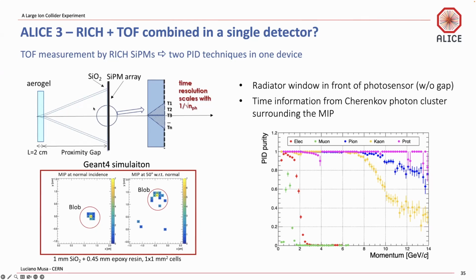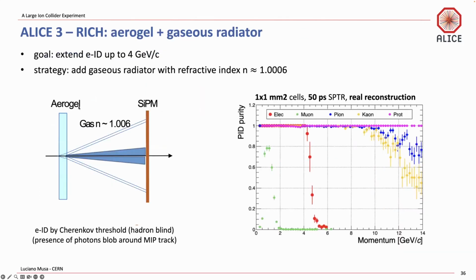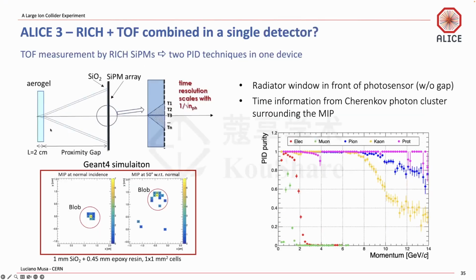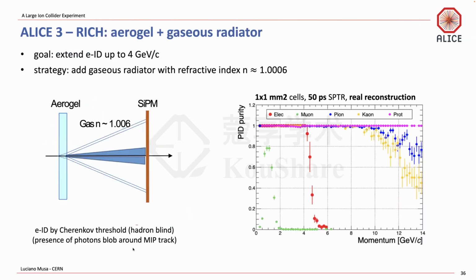actually combining the aerogel with also a gaseous radiator with a very low refractive index. So you would have the aerogel, which has a refractive index of 1.03, and this is 1.0006. And you see in this case, then we would be able to extend the electron identification, make it much more robust and extend it all the way above 4 GeV.